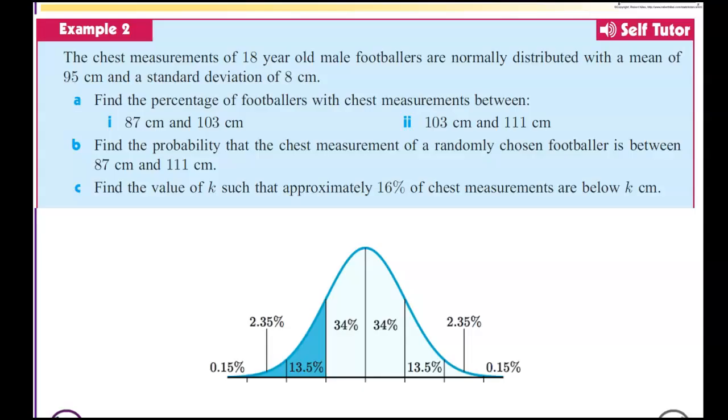Okay, your turn. Off you go, please. A bit trickier, but not too hard. My advice to you for this question is to start with a normal distribution. Maisie, what's one thing I could label on my normal distribution? The mean is 95. So I put my mean in. There it is, 95.